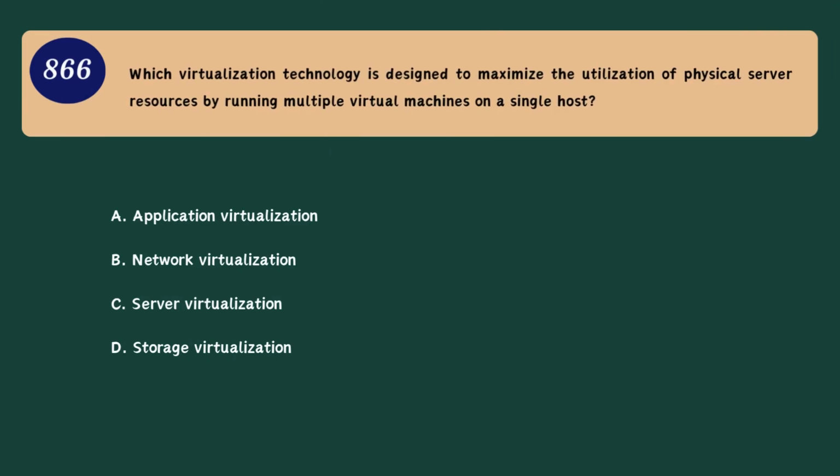Question 866. Which virtualization technology is designed to maximize the utilization of physical server resources by running multiple virtual machines on a single host? A. Application virtualization. B. Network virtualization. C. Server virtualization. D. Storage virtualization.